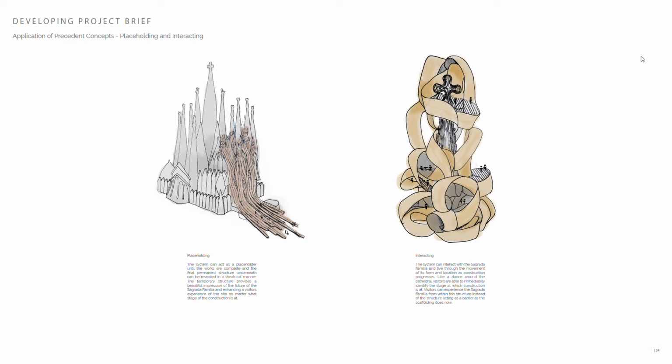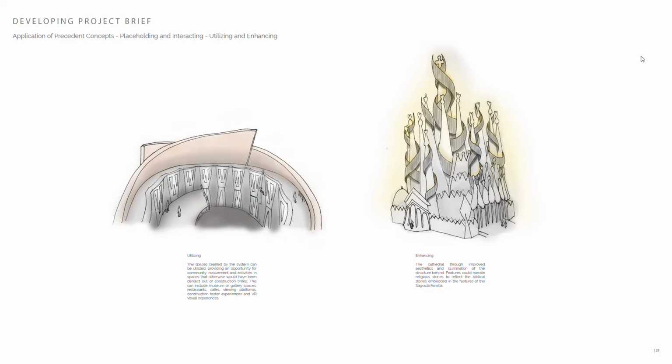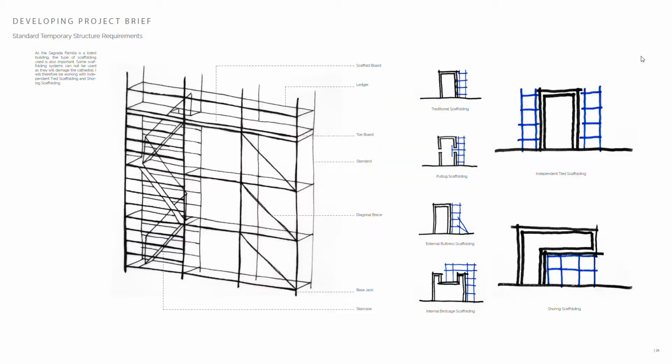The system can strengthen interaction of inhabitant and site by providing access to areas that would not normally be accessible. The space created by the system can be utilised, providing areas for community involvement and activities. And finally, the expressionist nature of the system can complement the cathedral and emphasise its beauty.